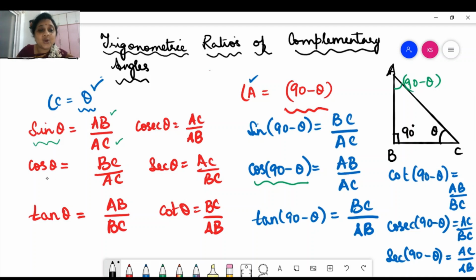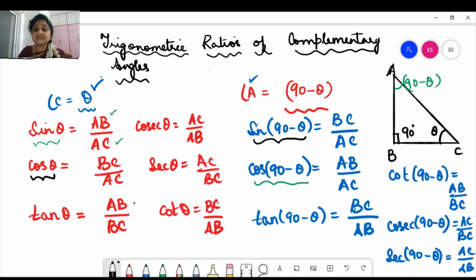If you see, cos of theta is nothing but the ratio between the measure of BC and AC. So now let's come here. The ratio between BC and AC is also equal to sine of 90 minus theta. So from this, it's very, very clear that cos theta is equal to sine of 90 minus theta. Correct? Okay. So now we'll move on and we'll start observing tan of theta.